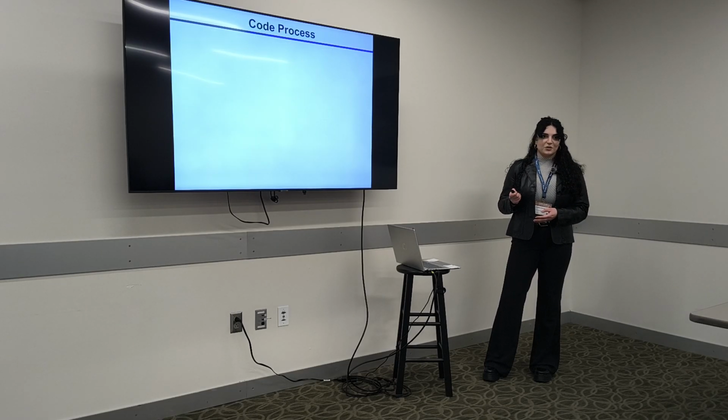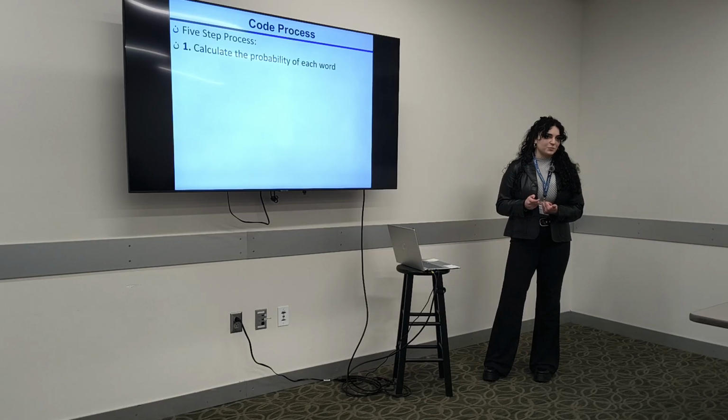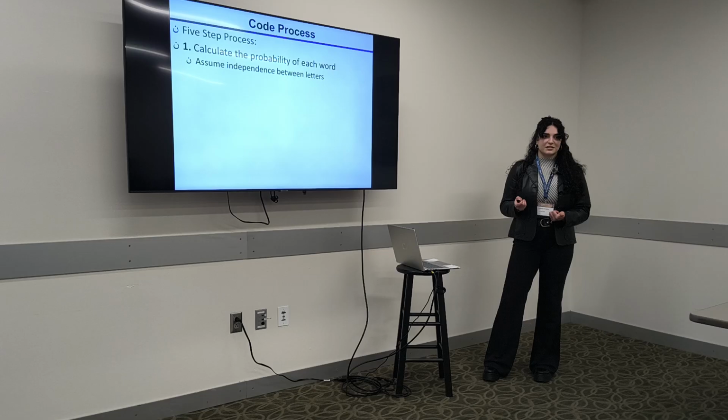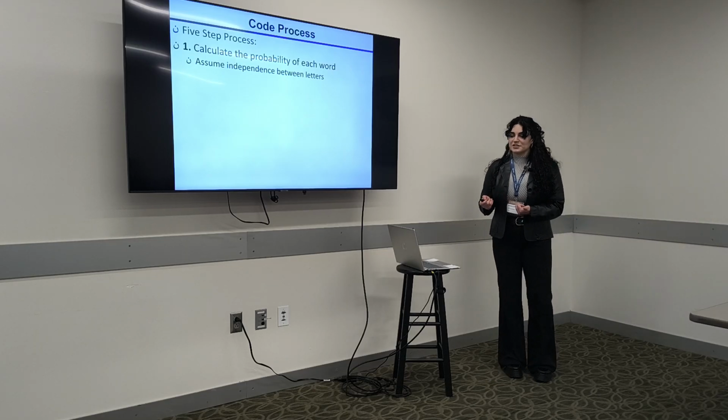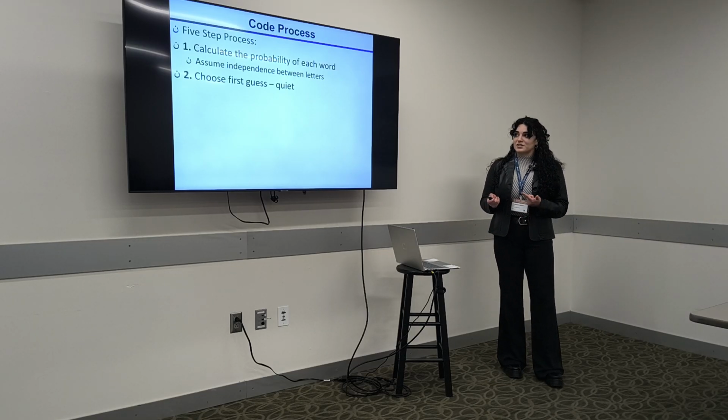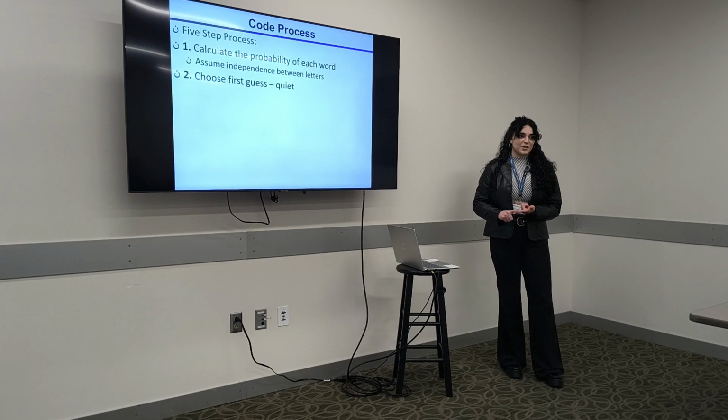The methods I followed included a 5-step process. The first was to calculate the probability of each word. I did this assuming independence between letter occurrences. The second was to choose a first guess. I chose quiet because it had a very low probability letter, Q, and several high probability letters.